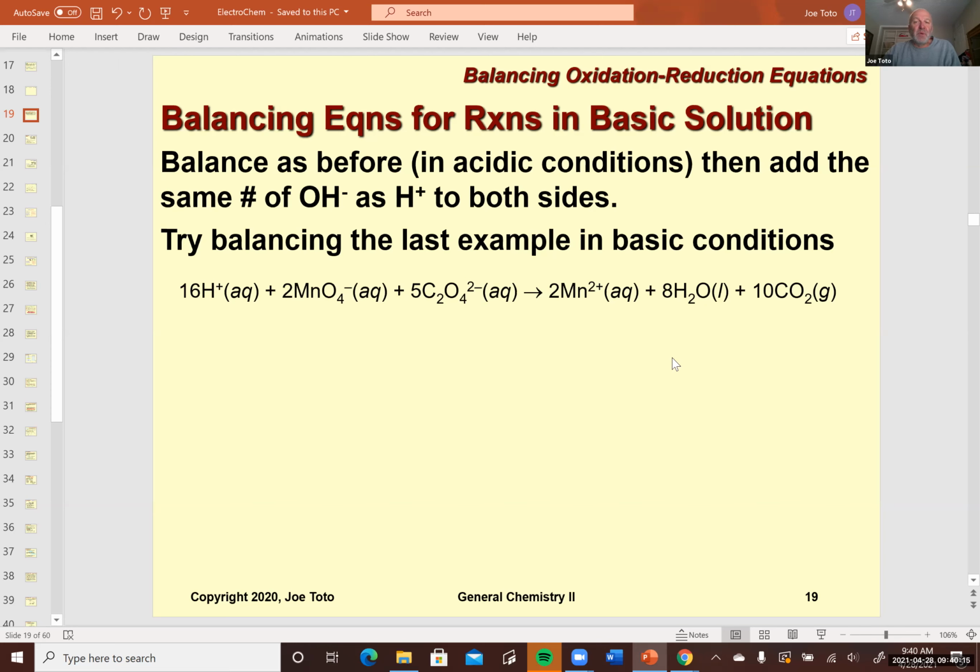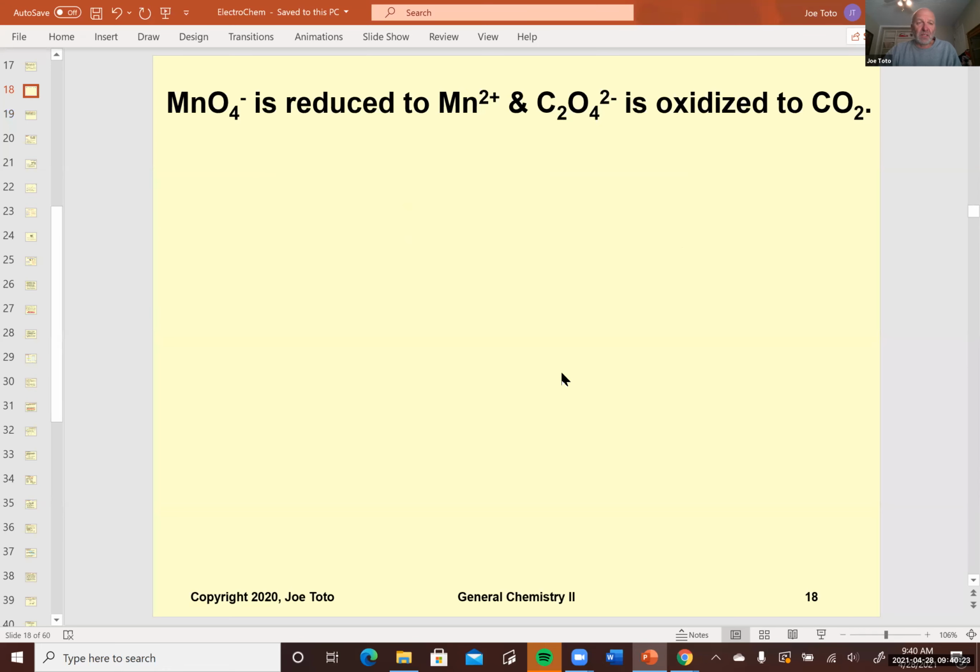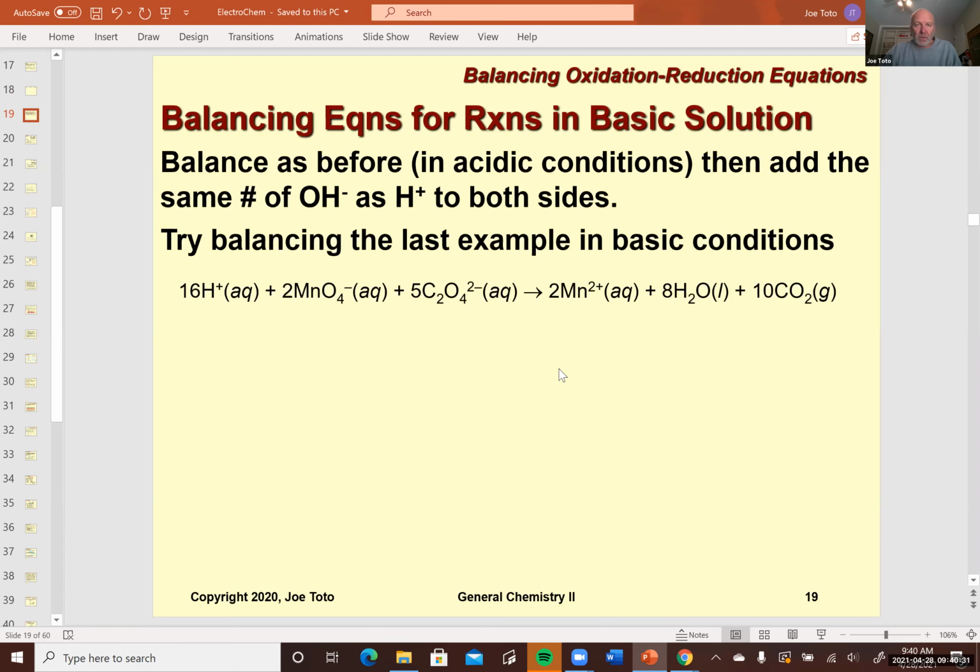in acid and both basic conditions. So are there any questions or comments on any of the stuff that we talked about yesterday? All righty.